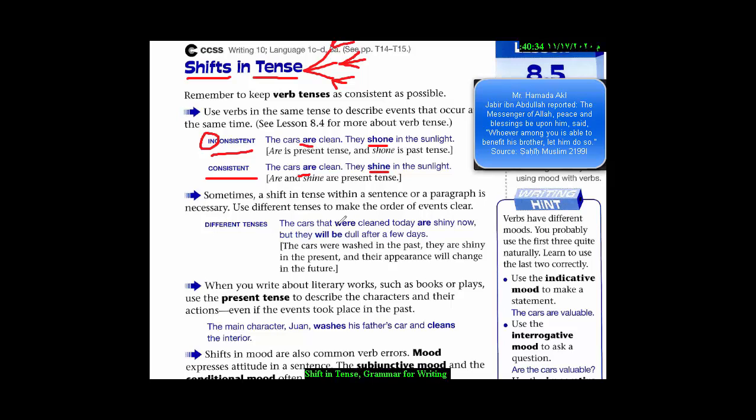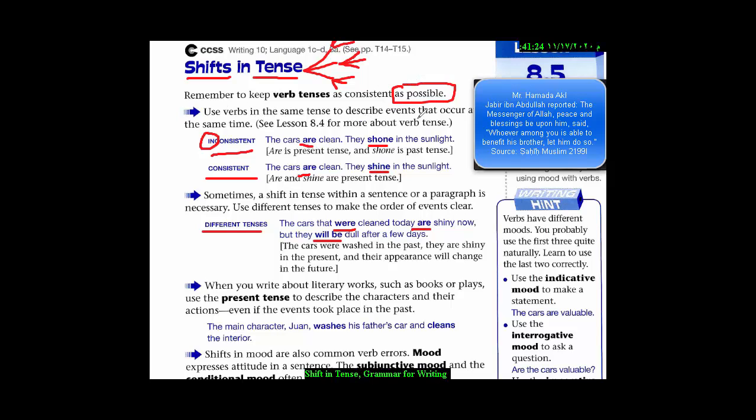Let's see. The cars that were cleaned today in the morning, probably, are shiny now. So there are two different time zones, the morning and now, past and present. And also there is future, but they will be dull after a few days. So in this sentence, I need to have different tenses. Why? Because I'm expressing an action that happened in the morning, another action that's happening now, and something that will happen in the future. That is still correct. So remember, guys, to keep the verb tenses as consistent as possible, not always.